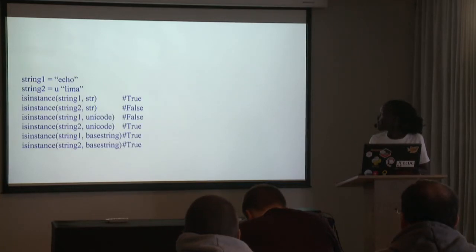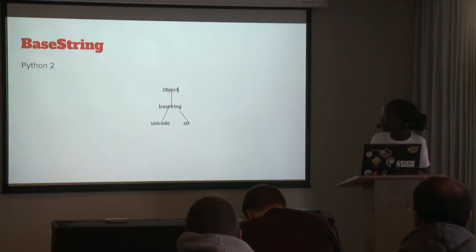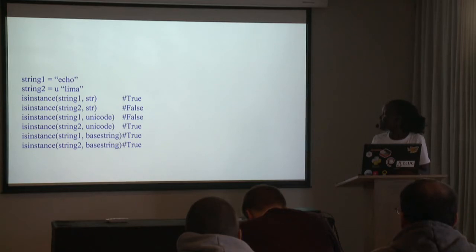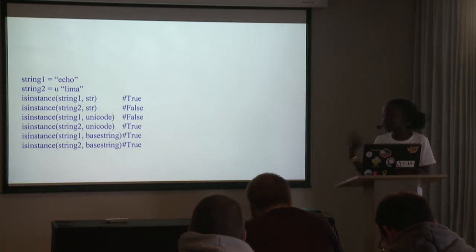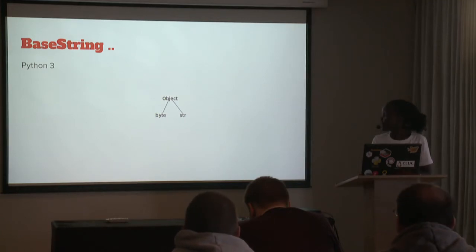What you would do to check if something was of type base string, of course, we had instances where you needed to do that. If you checked if a string was a base string, it would still tell you true. If maybe a byte was a base string, it would tell you true, because in the hierarchy, they're basically subclasses of base string. But this changed in Python 3, where we have str and bytes directly under object. So base string is not there.